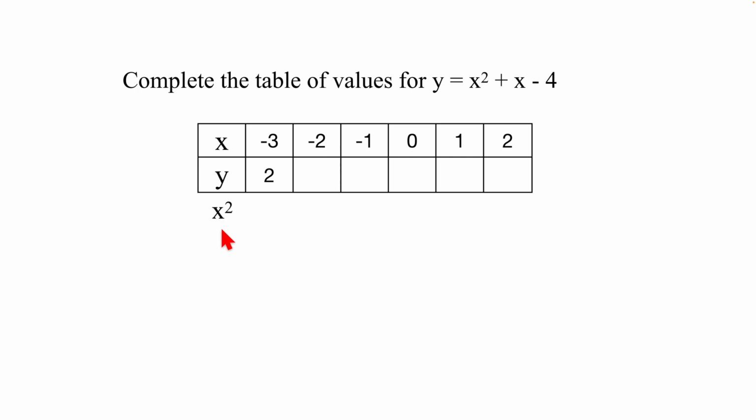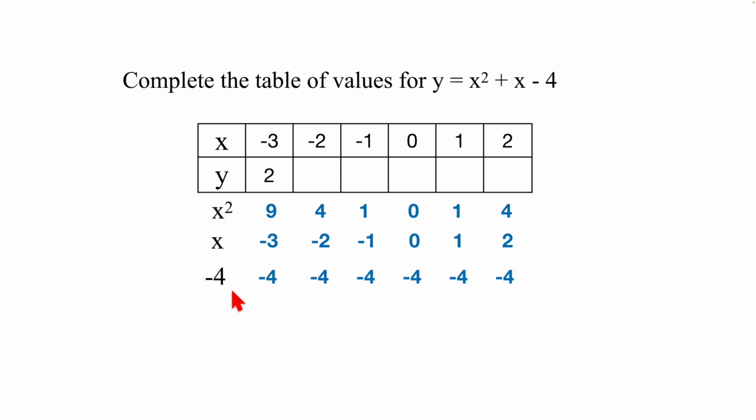Why not do this? X squared, x, minus 4. Take the elements of this and put it down here. X squared, well, the x is minus 3, so that's 9, and 2, 4, 1, or 1, 4. We know that. And then we can put the x's, which is just minus 3 and so on, and minus 4, which is the easy one.